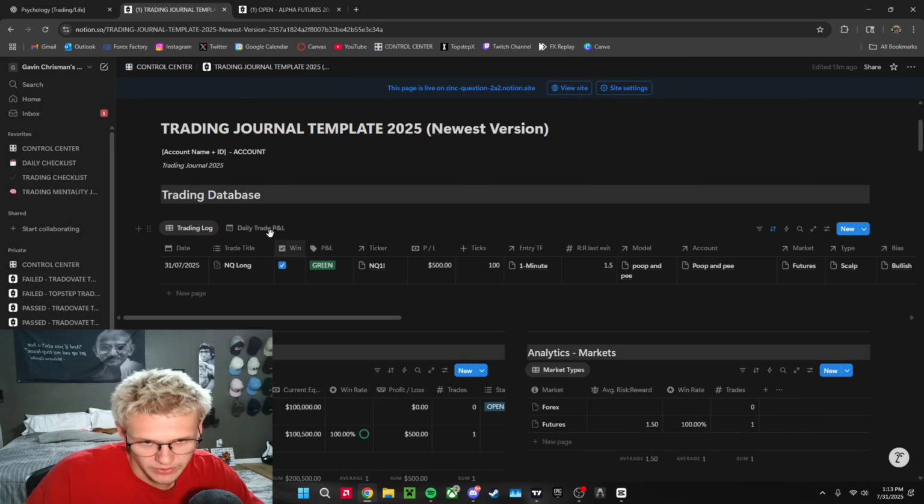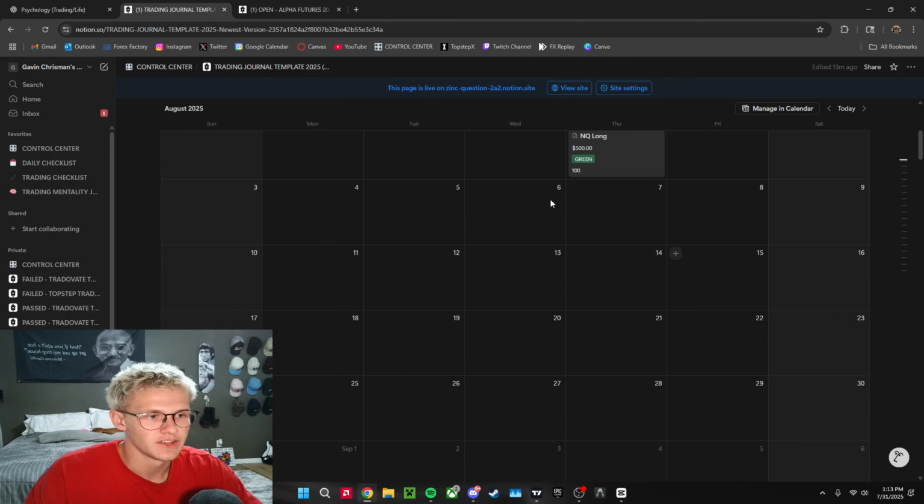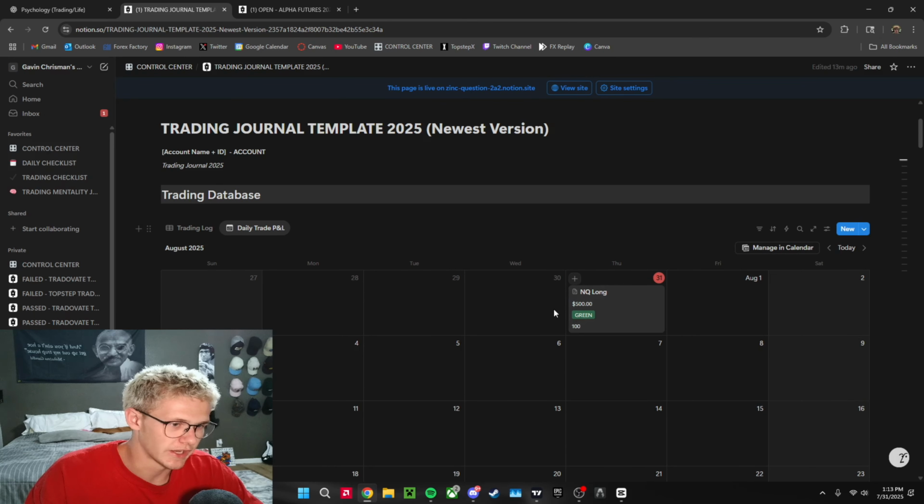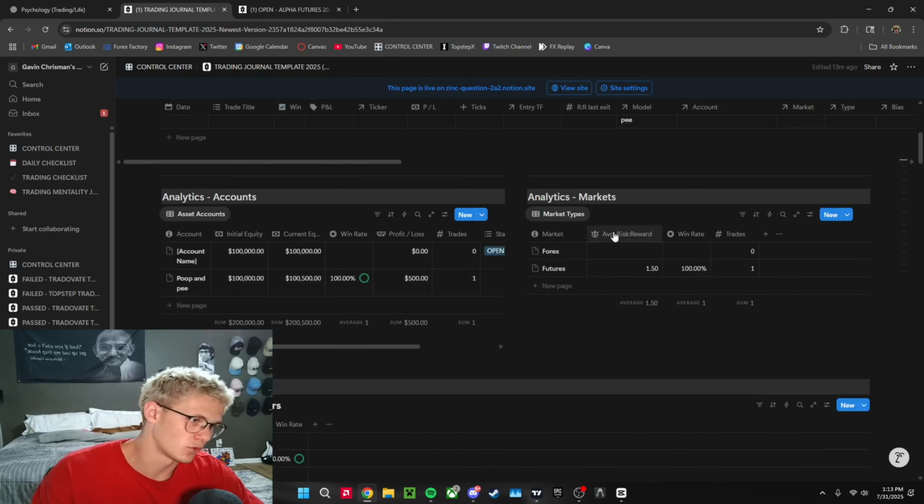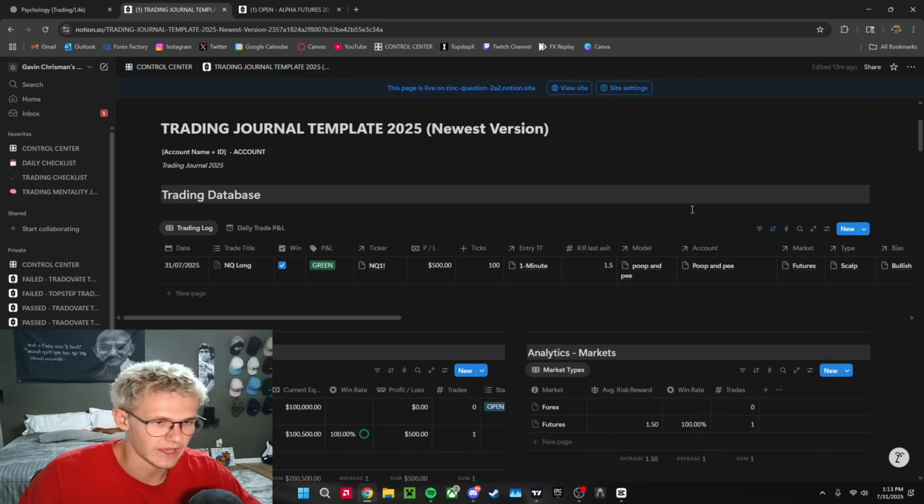The final part I'll show you is simply the day trade P&L calendar. This will show you all the trades you took in a day, your P&L, the ticks, and if you won or lost. So that's what the calendar is for. It's just a visual preference that I added because a lot of people like to see their weekly, daily, monthly P&L in a calendar version, similar to TopStepX.